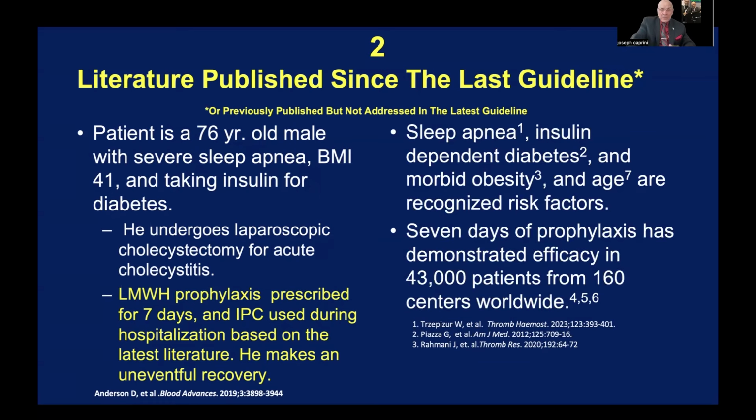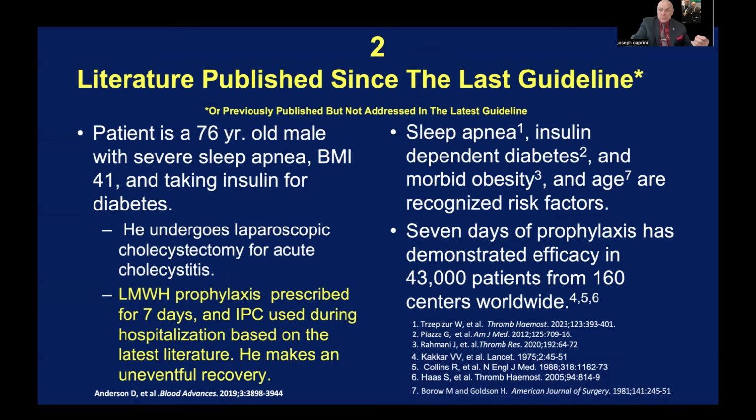And the other thing is, why did they use 7 days of prophylaxis? Well, we have 43,000 patients with 160 centers worldwide with hard endpoints. People negate and dismiss this literature because it's old, but it was based on hard endpoints. Venography, pulmonary angiography. We don't have those data today. Autopsy adjudicated fatal pulmonary emboli.